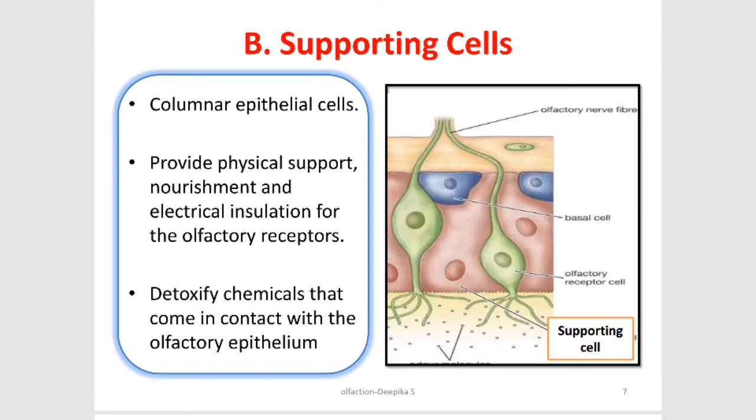The next structure present in the olfactory epithelium is the supporting cells. They are columnar epithelial cells of the mucous membrane which is lining the nose. They provide physical support, nourishment, and electrical insulation for the olfactory receptor cells. And they also detoxify the chemicals which come in contact with the olfactory epithelium.